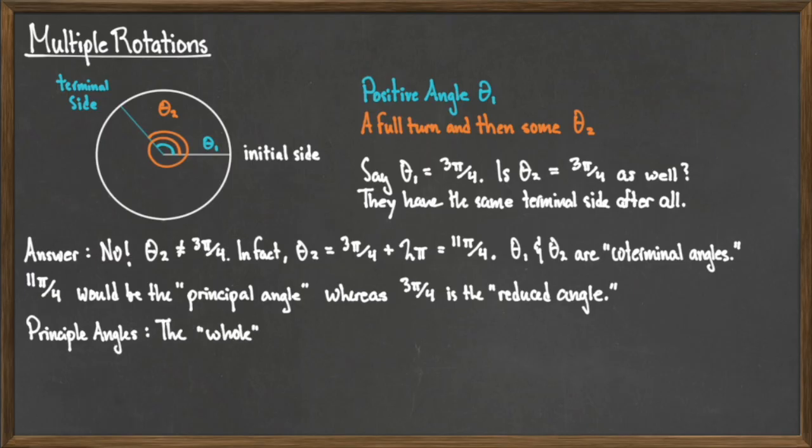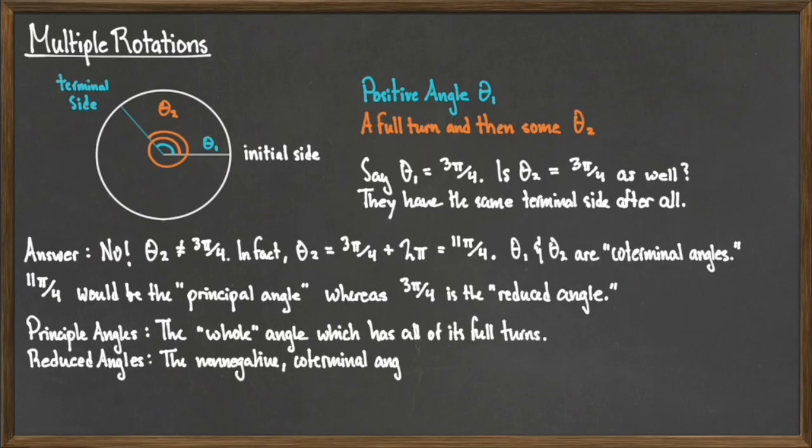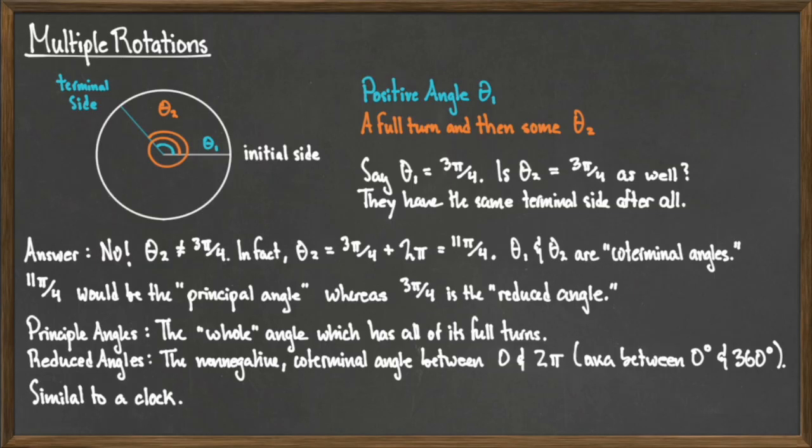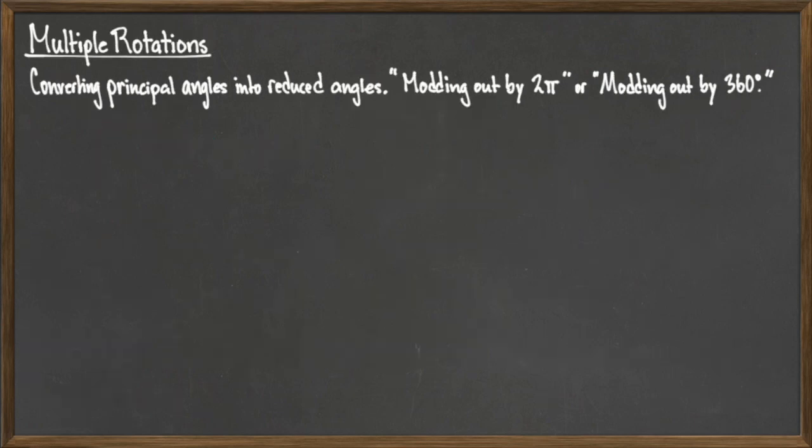So to summarize this, the principal angle refers to the entire angle that has embedded into it all of its full turns. Whereas a reduced angle is going to be the non-negative corresponding coterminal angle that exists between 0 and 2 pi, or between 0 degrees and 360 degrees. So this slide is going to talk about how to take a principal angle and find its corresponding coterminal angle that is in reduced form. We call this modding out by 2 pi or modding out by 360 degrees. By modding out, we're essentially erasing the number of full turns in one direction or another so that I can find the corresponding coterminal angle that's between 0 and 2 pi radians.